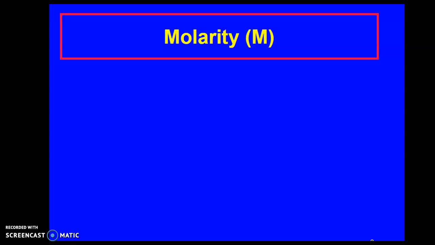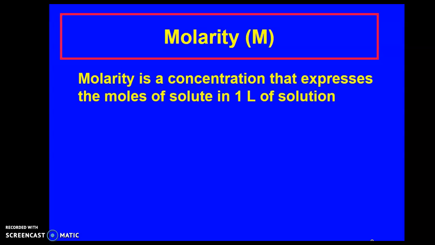Now, what is molarity? Molarity is a concentration that expresses the moles of solute in 1 liter. That word, 1 liter, should be stressed: 1 liter of a solution. That means if you are given cubic centimeters or milliliters, you have to convert to liters. 1000 cubic centimeters or 1000 milliliters equals 1 liter. Okay?